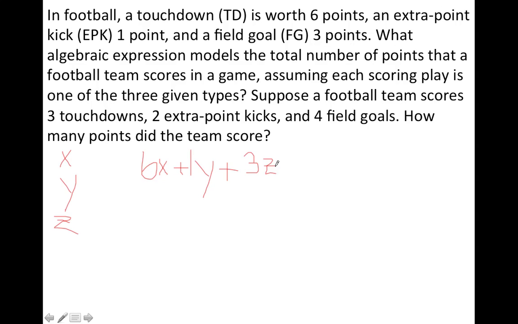Then they give us some scenarios. Say a team scores 3 touchdowns, 2 extra point kicks, and 4 field goals. How many points did the team score? Notice how they give us values for all of our variables. So again, rewrite this expression without the variables and replace them with parentheses. Type it in your calculator and you should get the correct answer. Pause this and figure it out. Alright, so after scoring 3 touchdowns, 2 extra point kicks, and 4 field goals, the team had scored 32 points.